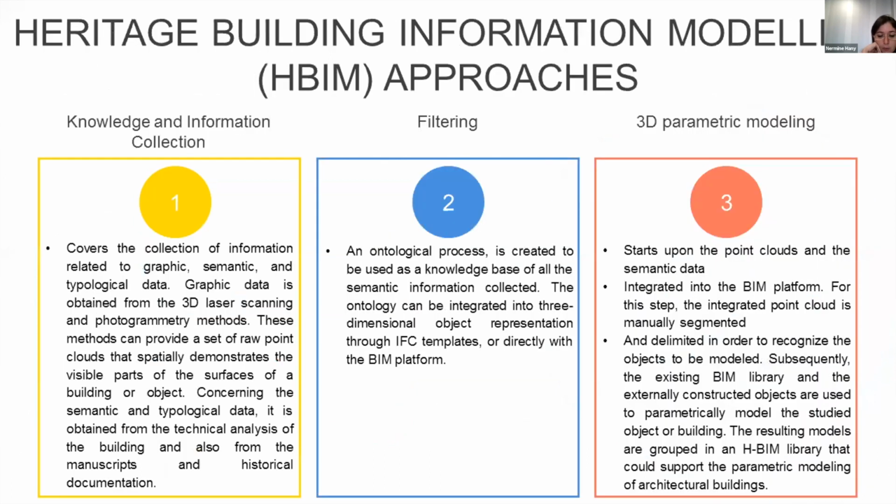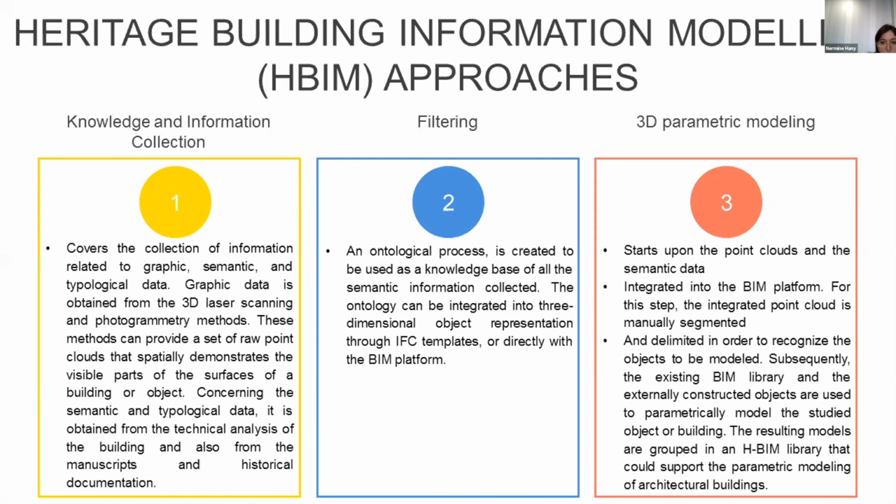A heritage building information modeling approach pursues the modeling and documentation of architecture elements according to artistic, historical, and constructive typologies, in addition to the special library of the BIM that was specially designed to preserve and manage the cultural heritage within the general framework of the smart heritage. It consists of 3 steps, which are the knowledge and information collection, filtering, and 3D parametric modeling.